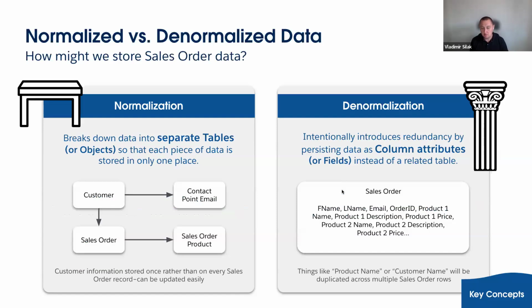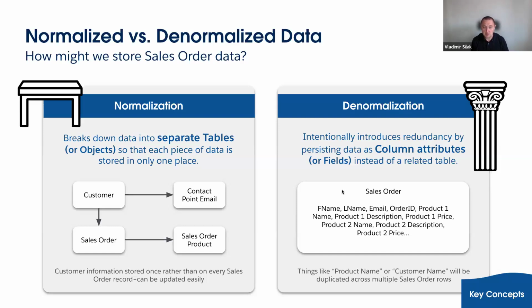If I try to visualize it in more acceptable terms, if you look at the left-hand side, you see that there's a customer object, there's a contact point email, there's a sales order that is then linked to or related to sales order product.